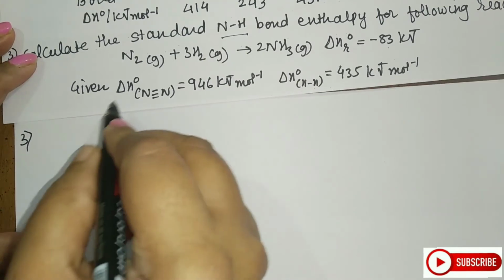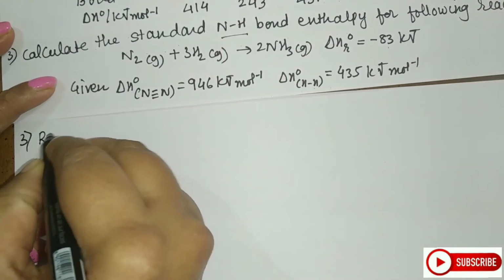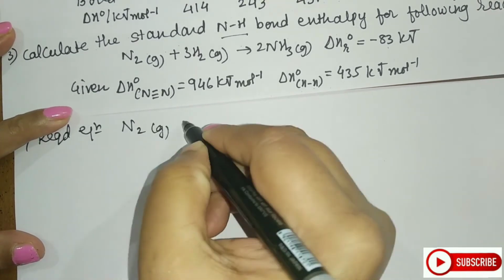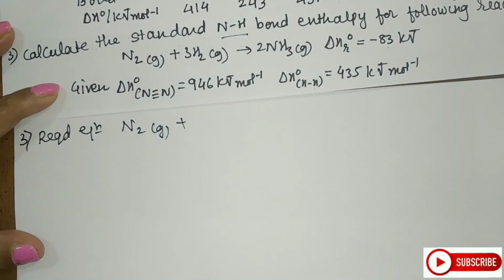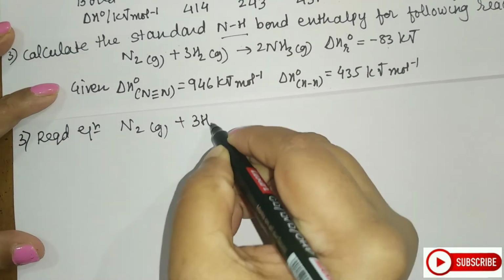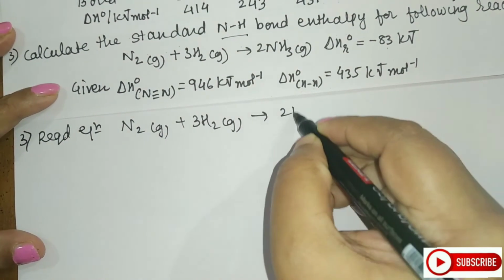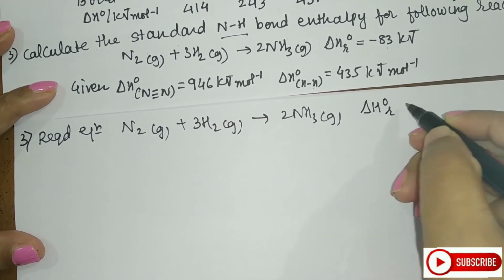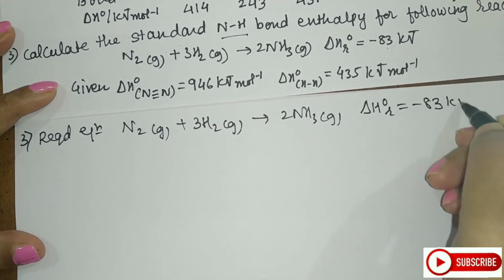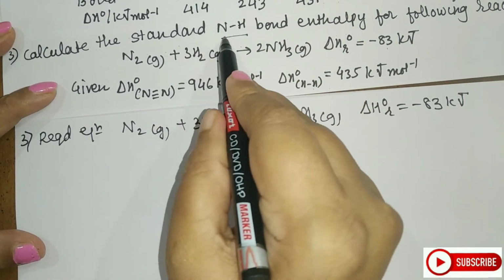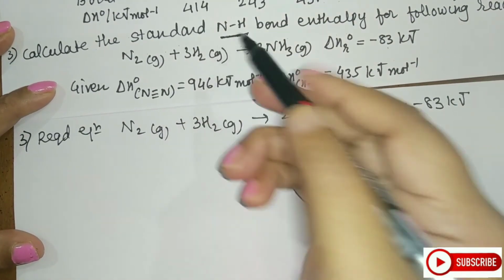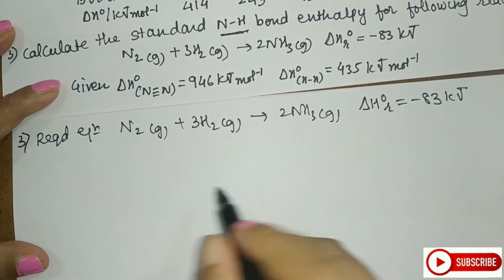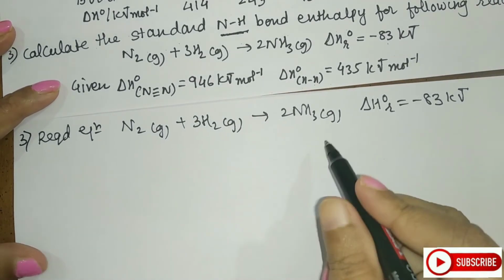Now let us write the required equation first. So the required equation is N2 plus 3H2 gives 2NH3 gas. Here they have given the standard enthalpy for the reaction and they are asking you to calculate the standard enthalpy for NH bond. So let us write the structural representation for this, but before that I have checked that the equation is balanced.